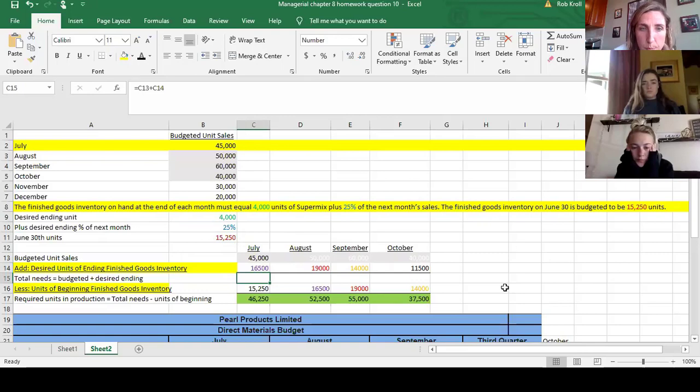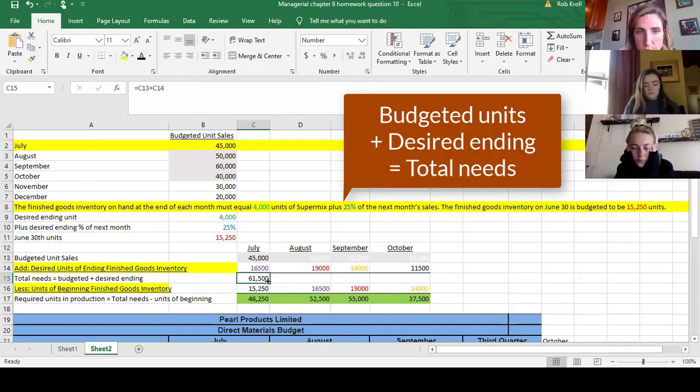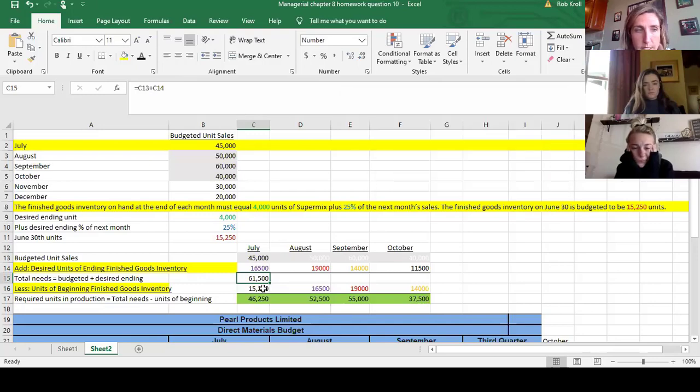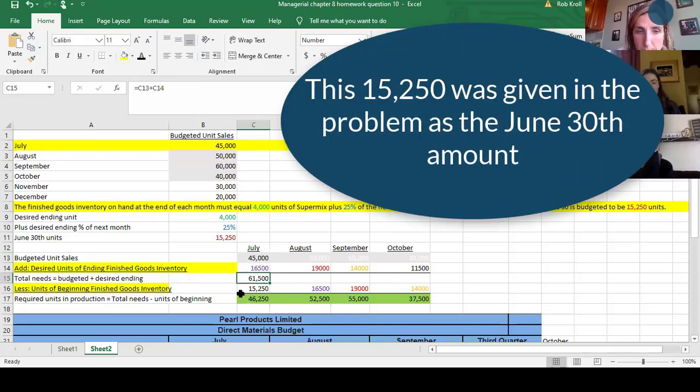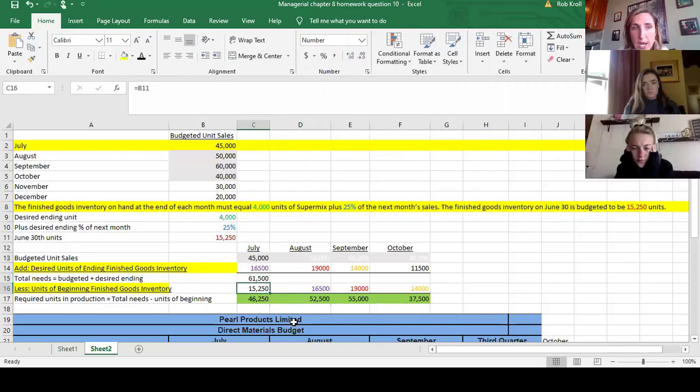So the next part of the spreadsheet says you just add together what you plan to sell for July and your desired ending inventory. So this box here was me just adding down. I have it already calculated in there. See how 45,000 plus 16,500 is the 61,500? And then the next box says you're going to subtract anything that you had left over from last month. So last month, in my problem, it says at the end of June, I had 15,250 already created. So that box gets subtracted.